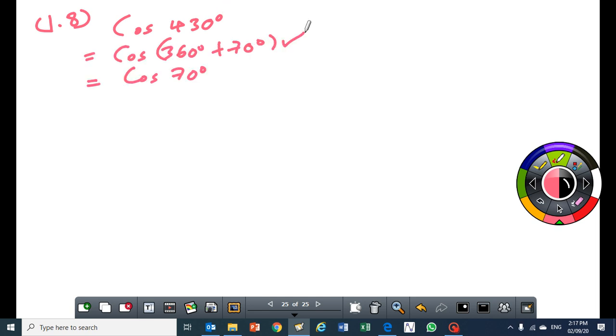Today is very important. So your cos 430 is the same as cos of 360 plus 70 degrees, because 430 degrees is in the first quadrant. Therefore, cos 430 is equal to cos 70 degrees. Alright? So we stop there for today.